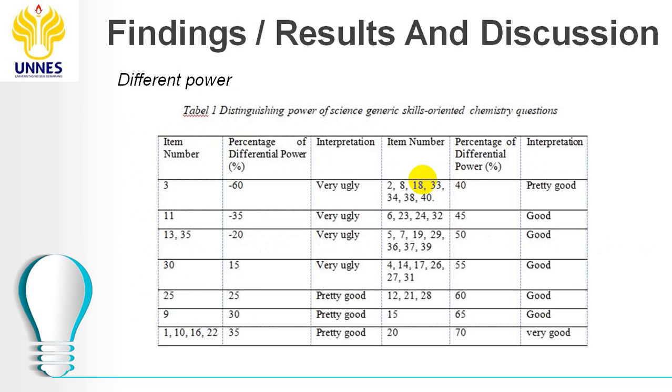Okay, findings, results and discussion. Discrimination power is used to determine the test takers who have mastered the competence and the test takers who have not mastered the competence after carrying out the learning process. In addition, the discrimination power can also determine which test takers are smart and who are less intelligent. The results of the discrimination power of the science generic skill oriented chemistry items are shown in table 1.